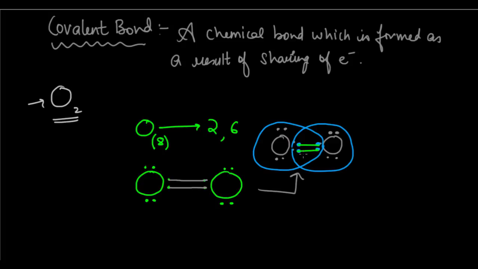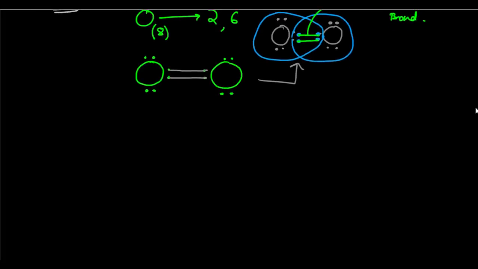Now this is an example of a covalent bond, right? A bond formed by sharing. Each oxygen is contributing 2 electrons in the share, right? So that's a covalent bond. Let us take another example.